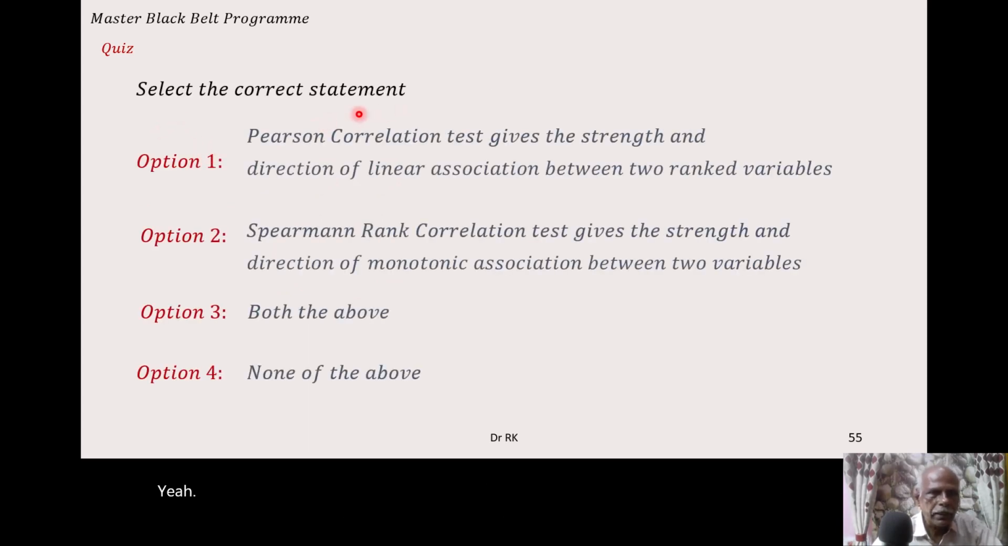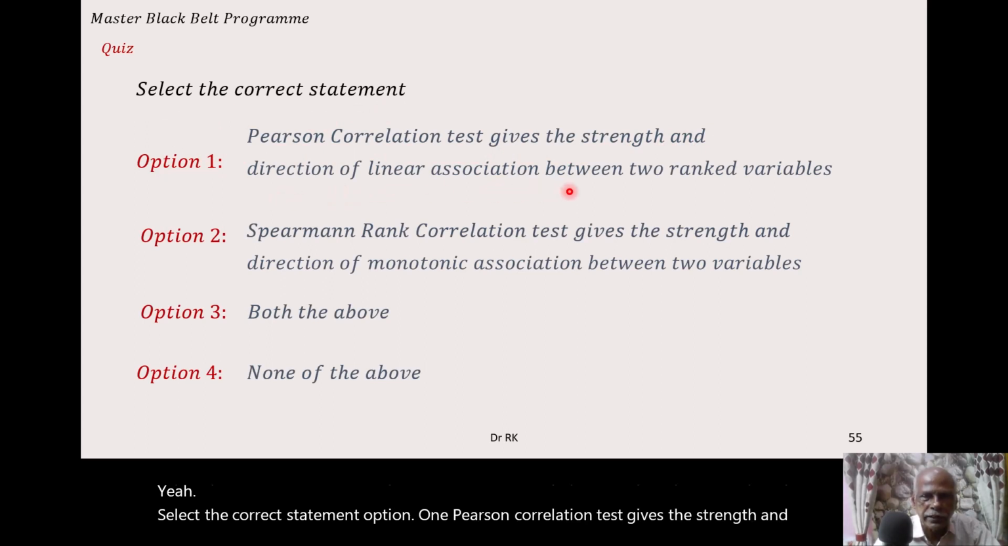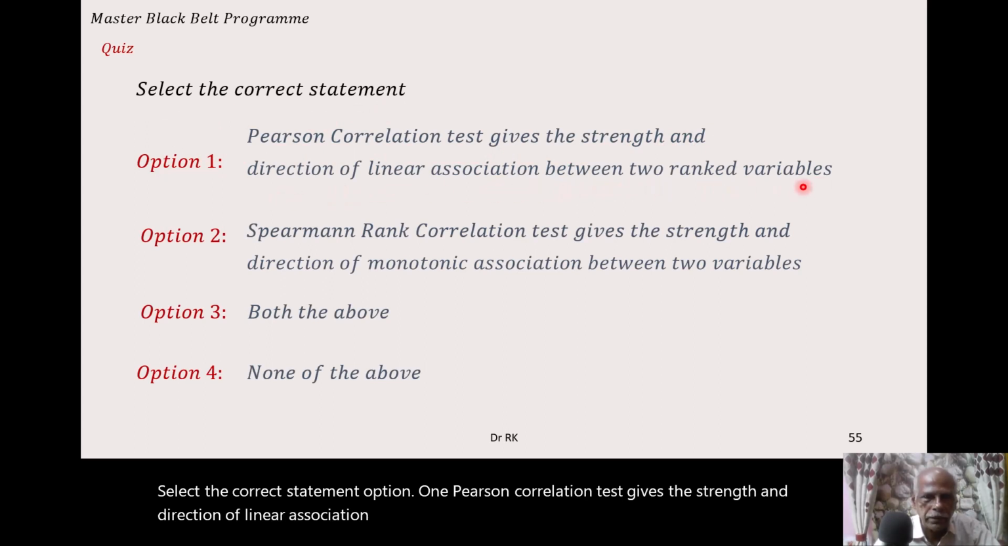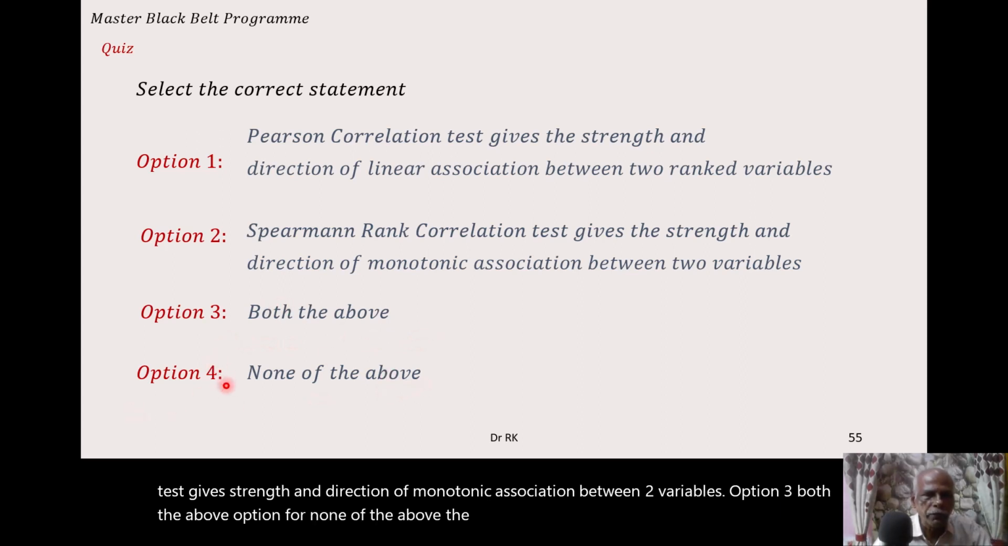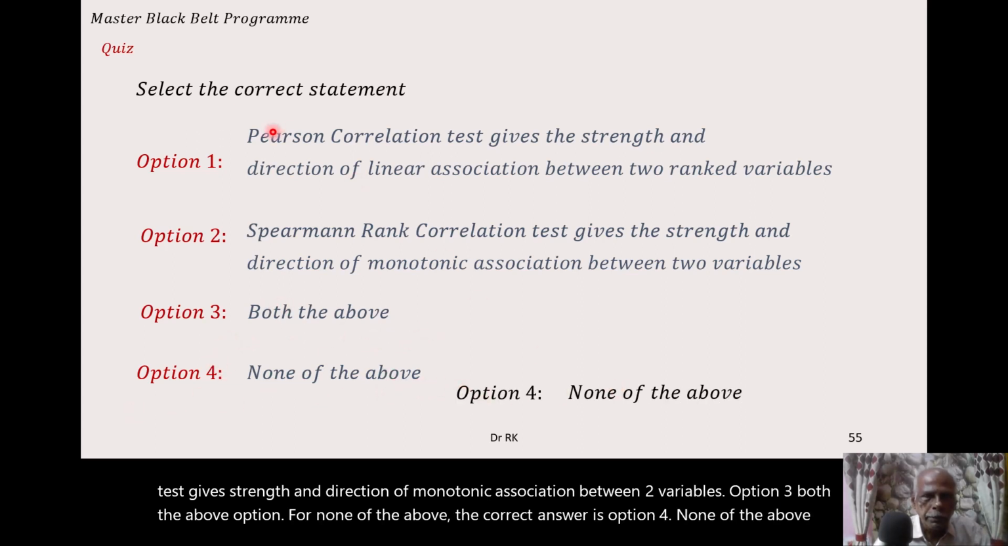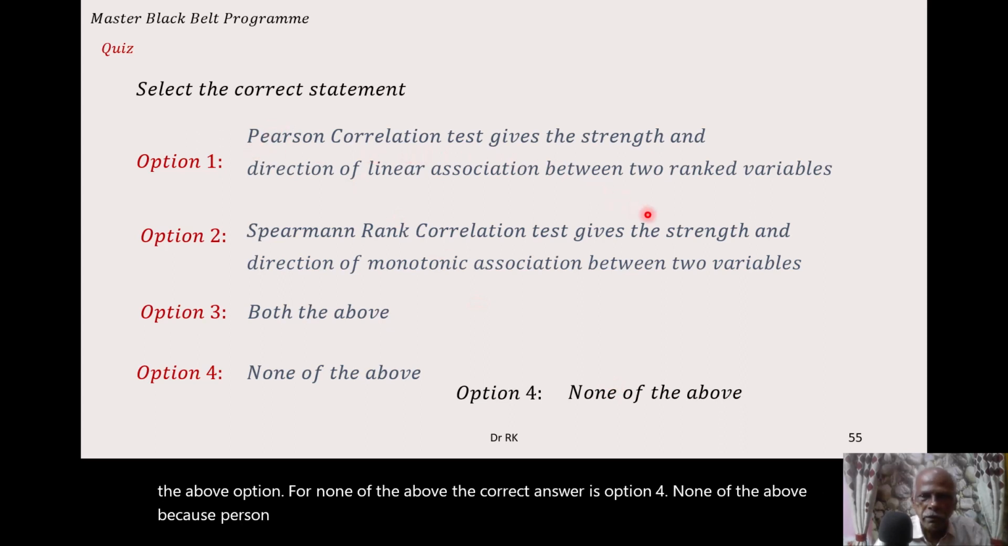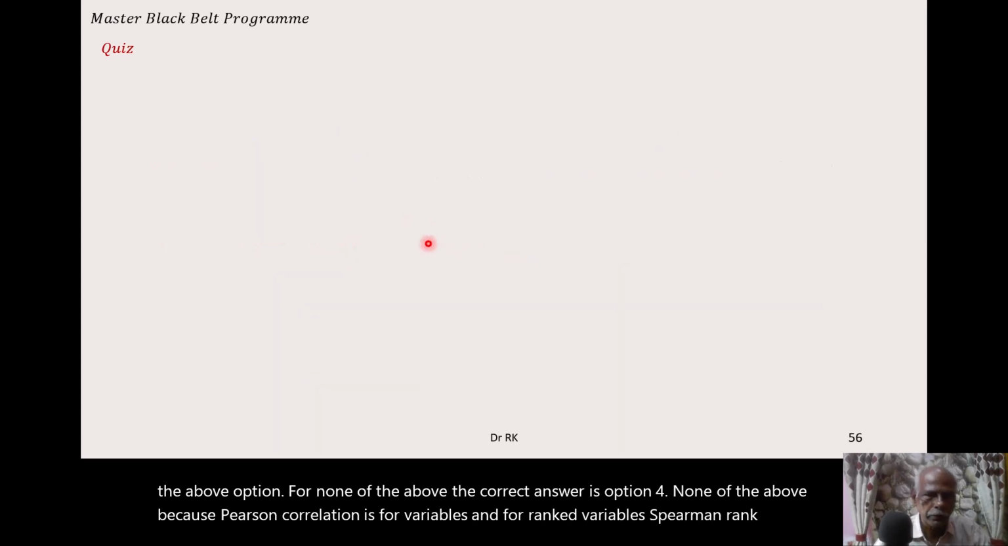Select the correct statement. Option 1, Pearson correlation test gives the strength and direction of linear association between two ranked variables. Option 2, Spearman rank correlation test gives the strength and direction of monotonic association between two variables. Option 3, both the above. Option 4, none of the above. The correct answer is option 4, none of the above, because Pearson correlation is for variables and for ranked variables, Spearman rank correlation is used.